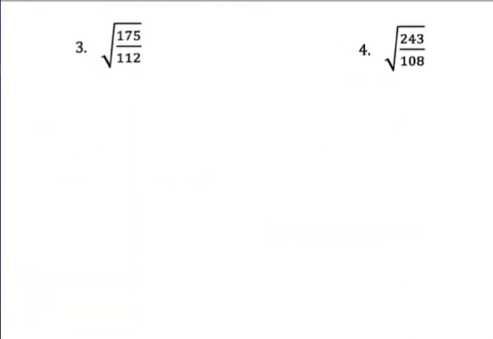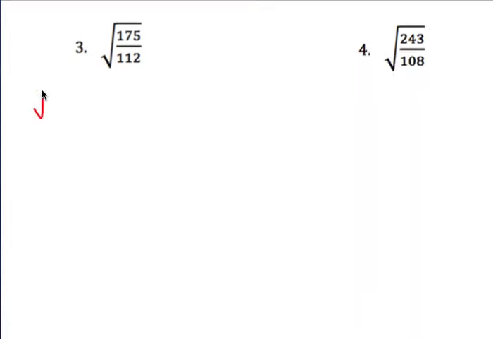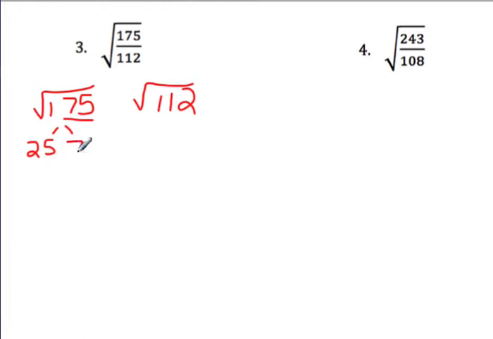Now, let's take a look at number 3. So these fraction ones, what we want to do is break down each radical separately. So I'm going to break down 175 and I'm going to break down 112. So 175, I see that it ends in 7, 5. And anything that ends in 7, 5 usually can be divided by 25. So I'm going to divide it by 25. And when I do that, I get 7. So I know that 25 times 7 is 175.